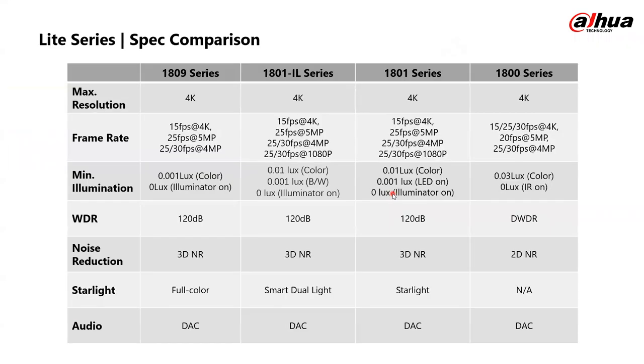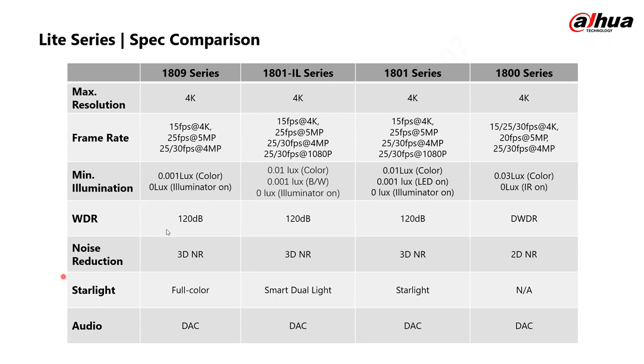So you can compare some of the models for the light series based on, let's say, the 4K resolution. The maximum resolution is basically 4K because here we have an 8. These are full color. This supports starlight function with, at the same time, the smart dual lighting functions. This is a starlight function for 801, and this is basically the 1800 series, though it still supports the 4K resolution. We have different ranges of the frame rates supported by this product here. We have the different levels of illumination based on the different lux values.